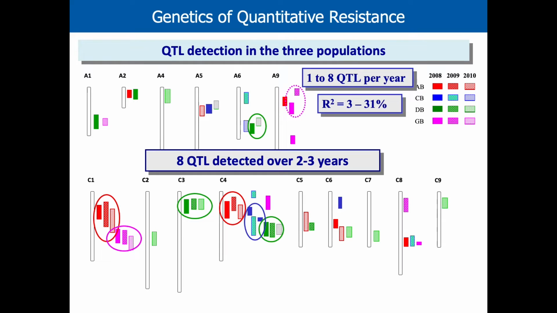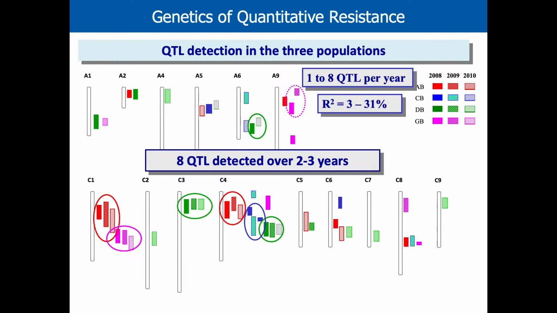QTL detection was performed in the 3 populations. From 1 to 8 QTL were identified per year, and these QTL explain from 3 to 31% of the phenotypic variation. Here you have the schematic representation of the linkage groups, and each rectangle represents 1 QTL.